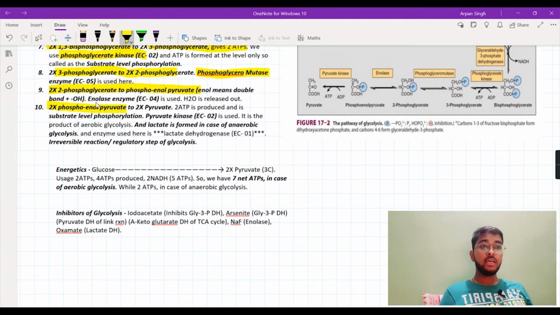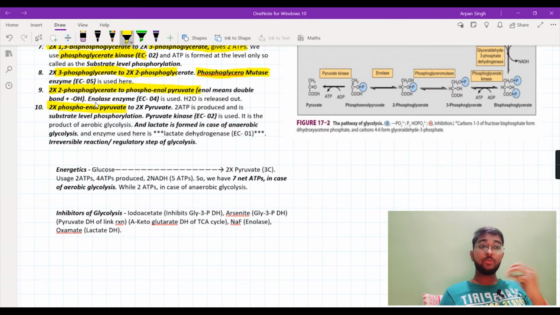That was all. And also the pyruvate is the end product. If we need to write the whole reaction in just one line, we will write that we have glucose, then the formation of pyruvate along with the formation of 2 ATPs and 2 NADH. So this was about the end product.